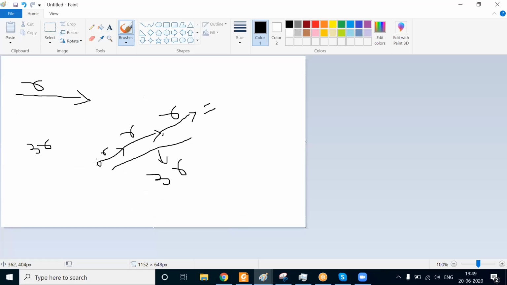So have you noticed one thing? Earlier it was pointing here. If I do 3R, it has moved to here.